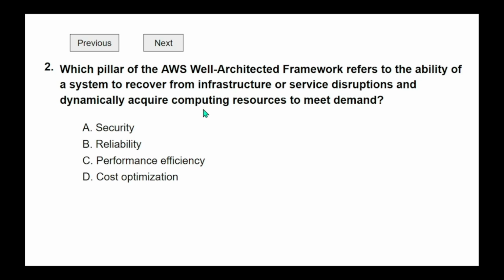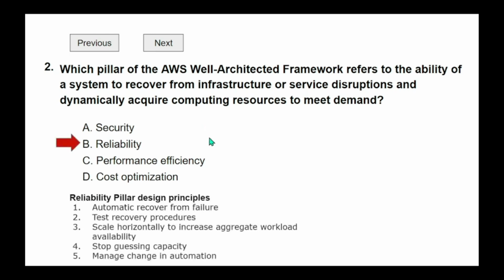The AWS pillar that helps to recover from infrastructure or service disruptions is reliability. Reliability has a design principle called automatic recovery from failure. So apart from the 4 of them, we have other 2 pillars of AWS Well-Architected Framework. We have sustainability and operational excellence.